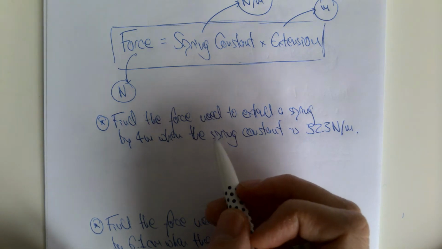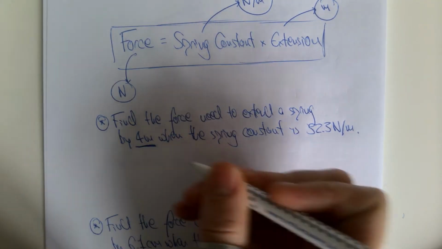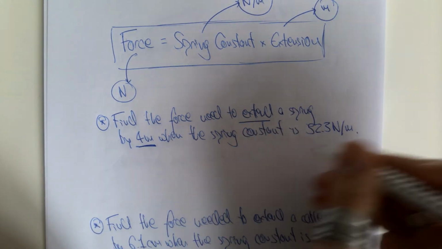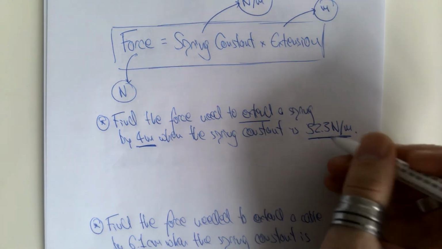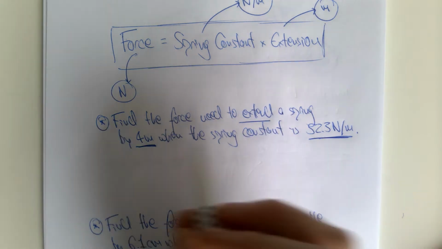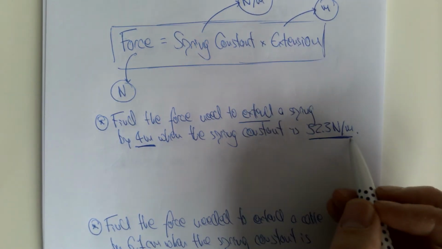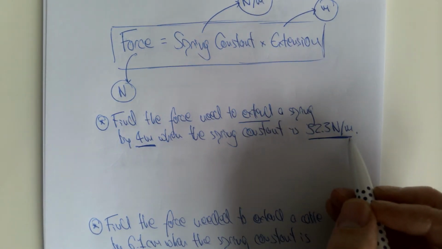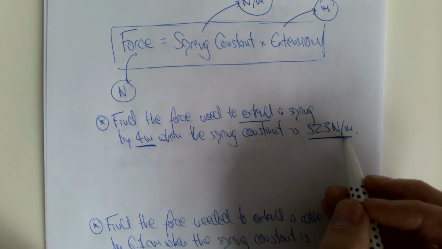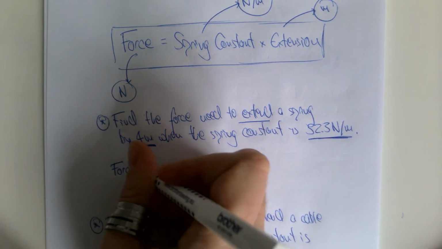So this question says: find the force needed to extend a spring by 4 meters when the spring constant is 52.3 newtons per meter. Now, from what we've just said, if we look at both of these, our extension is in meters and our spring constant is in newtons per meter, so we don't need to do any converting of these terms. All we simply have to do is put them into our equation.